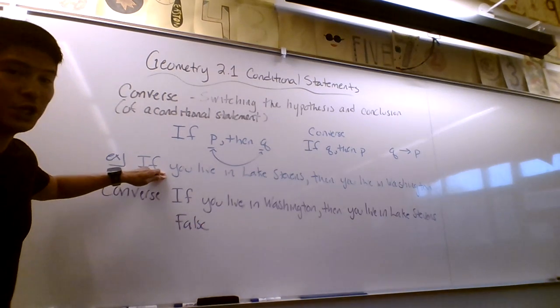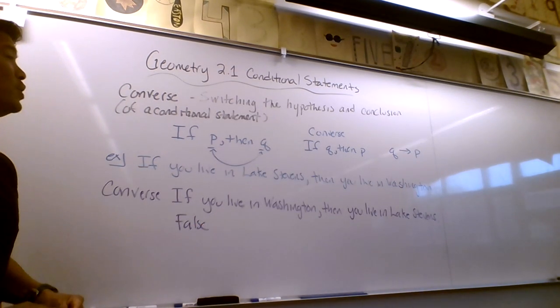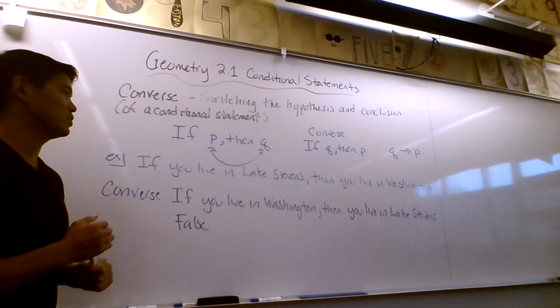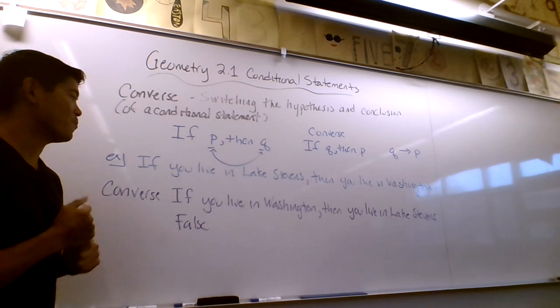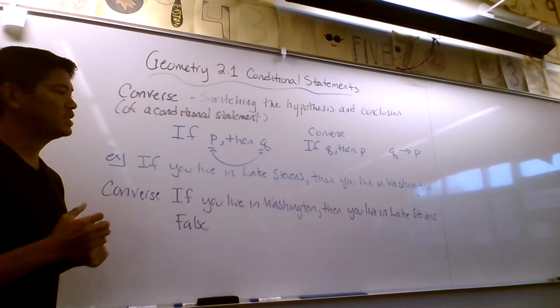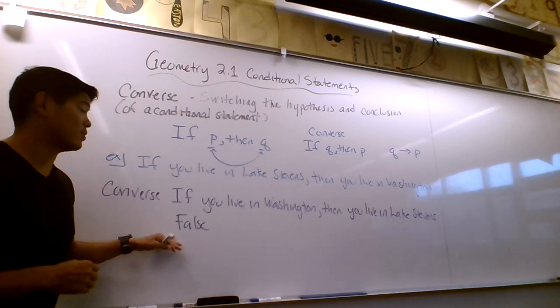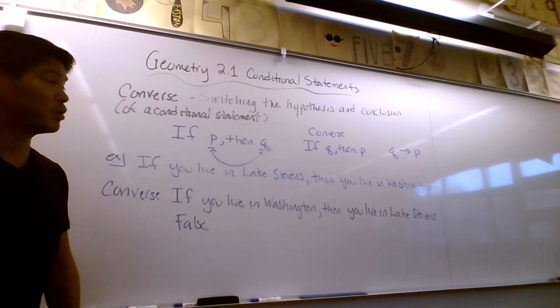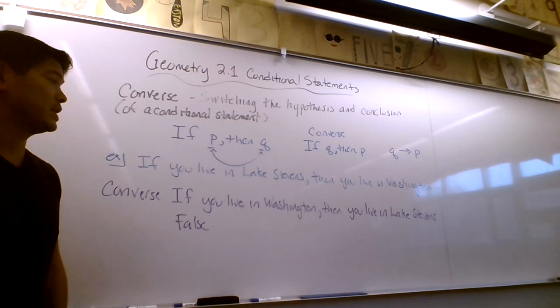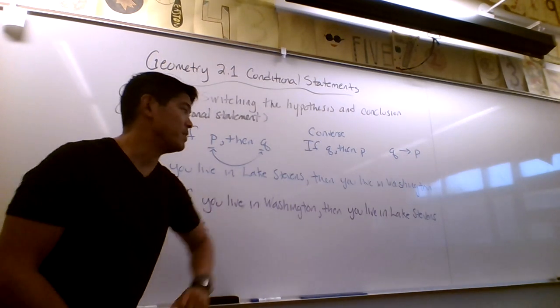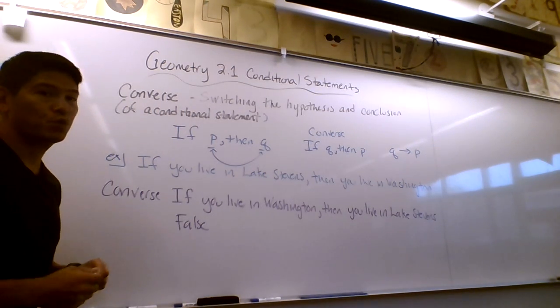Our original conditional statement, as long as we don't know of any other Lake Stevens in the United States or anywhere else in the world, then we assume that this is true. If you live in Washington, then you live in Lake Stevens. You could think of quite a few different counterexamples. False. You live in Monroe, Washington. False. You live in Seattle, Washington. Just because you live in Washington doesn't mean that you live in Lake Stevens. So this would be false.